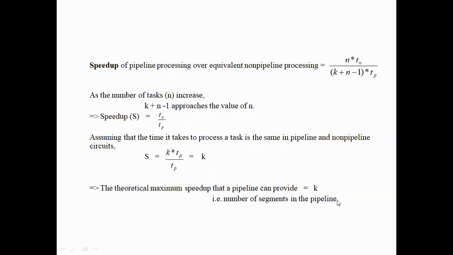That is the number of segments in the pipeline. So theoretically, the maximum speed up that any pipeline can give us will be equal to the number of segments in the pipeline. So if a pipeline has 10 segments, the maximum speed up, theoretically, will be 10. So it will be 10 times faster than the non-pipeline system. And it can never exceed this figure of 10, this figure of K.